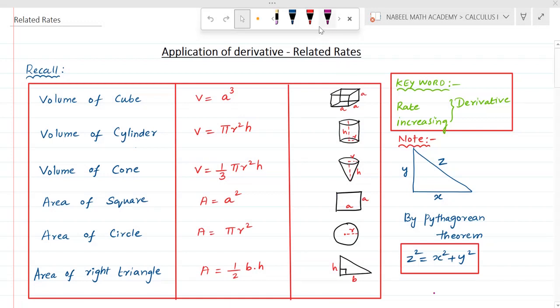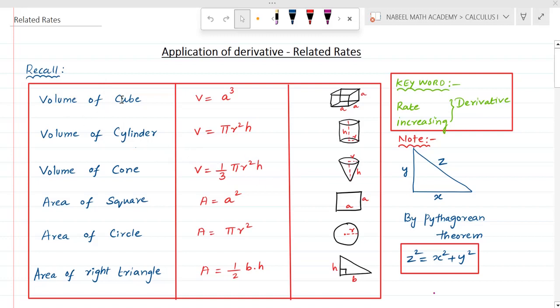In this video, we are going to discuss the application of the derivative, that is, related rates. In which we will discuss the application of differentiation. Before going to the topic, we have to know some of the mensuration rules, the formulas.